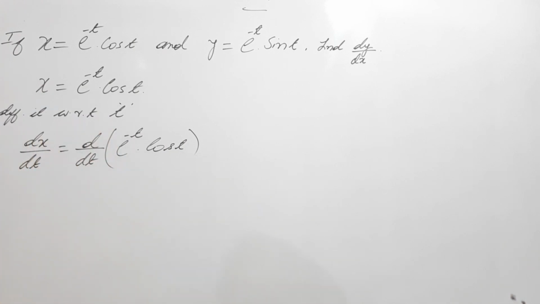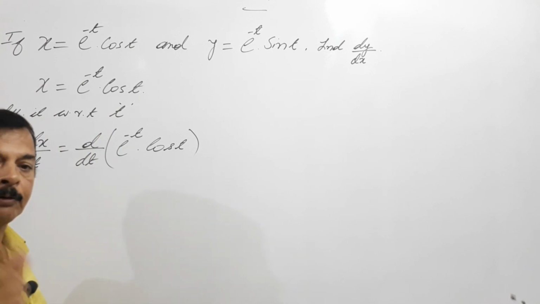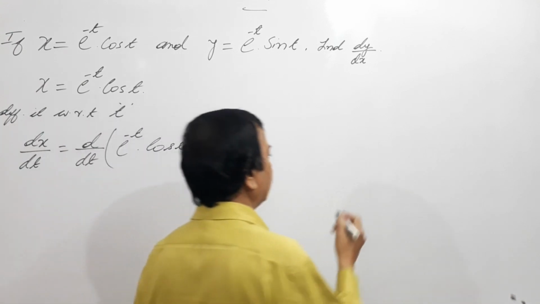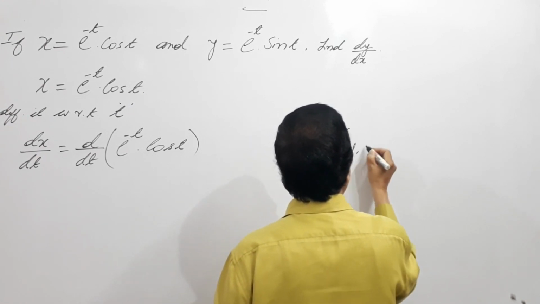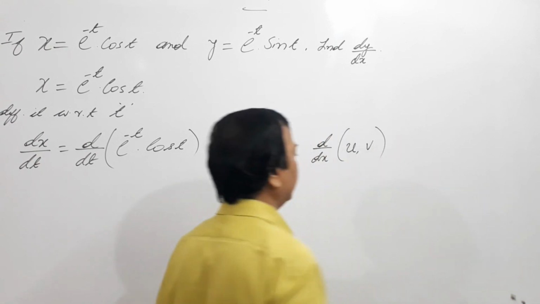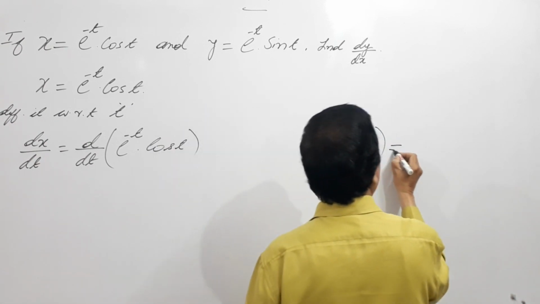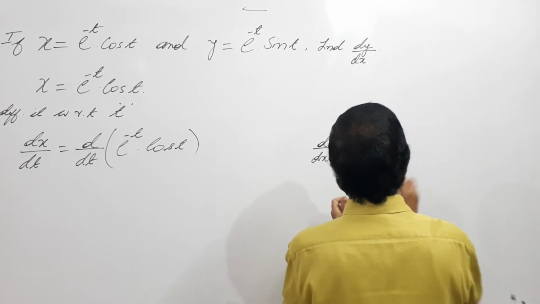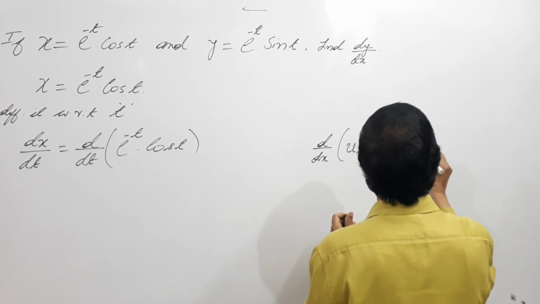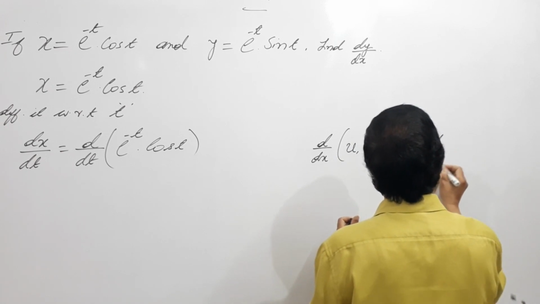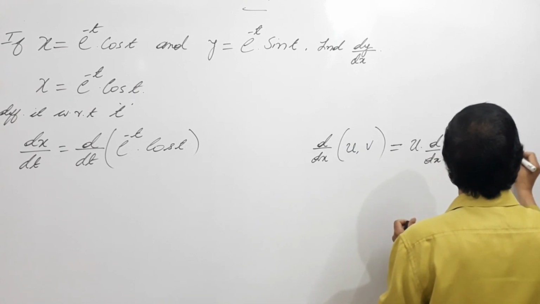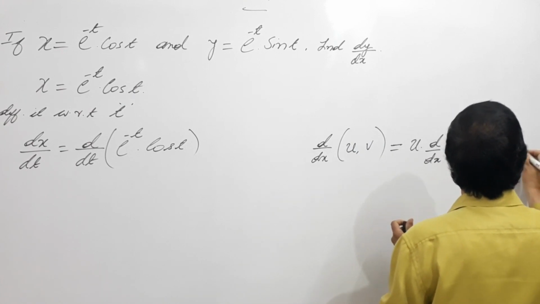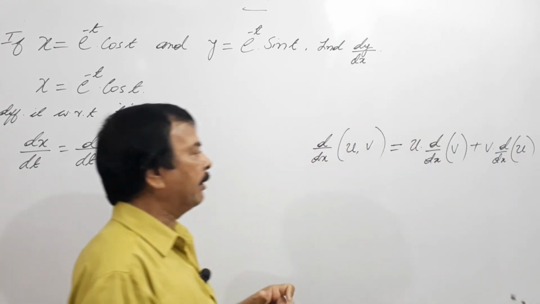So you have a problem with two functions. Whenever you find a problem with two functions, you have to use the product rule. So what is the product rule? Once again I'll teach you. That is d by dx of u into v. I'll keep the first function as it is, that is u into d by dx of v, plus v into d by dx of u. So this I am giving you as an example.